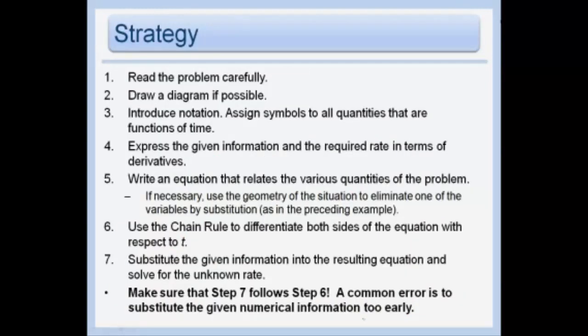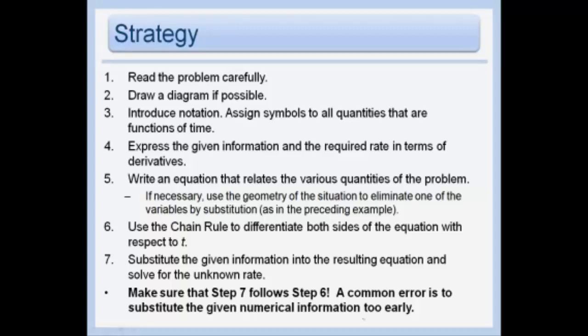So let's just review the strategy. We need to first read the problem really carefully. Draw any diagrams that we can. Introduce the notation. Assign symbols to all quantities that are functions of time. So that's what I'm doing at the beginning of the problem. I'm setting up dV/dt equals what? dh/dt equals what? When something equals what?